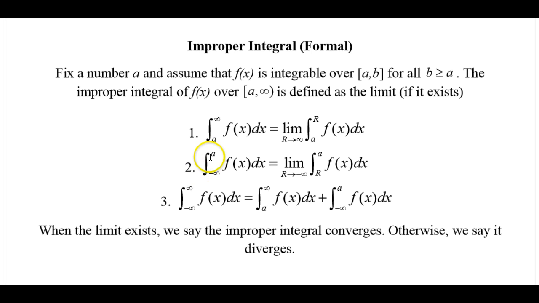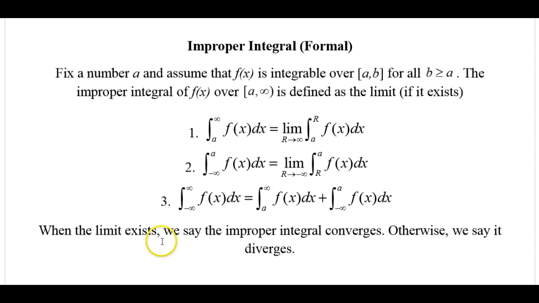Or we can have the case where we're doing the improper integral from negative infinity to a of f of x dx, in which case we're going to let r be the lower limit of integration and let r tend to negative infinity. The integrand is still f of x dx. And if we have the integral from negative infinity to infinity of f of x dx, we now need to split it into two different integrals: one that goes from a to infinity, and the other that goes from negative infinity to a, where a is just any real number. Each of these improper integrals would be defined as their own separate limits.